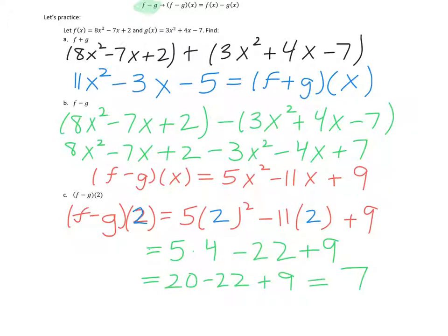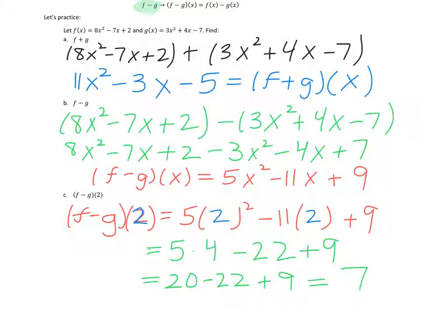All right, let's check those answers. So you subtracted f minus g. You distributed the minus sign, or you subtracted all the terms. And then you combined all your like terms. And this function in red is f minus g of x. And then down here, you took that function and you plugged in 2. So you took 5x squared minus 11x plus 9 and you plugged in 2. And you simplified and evaluated it at 2. Exponents first, then multiplication, finally addition to get 7.